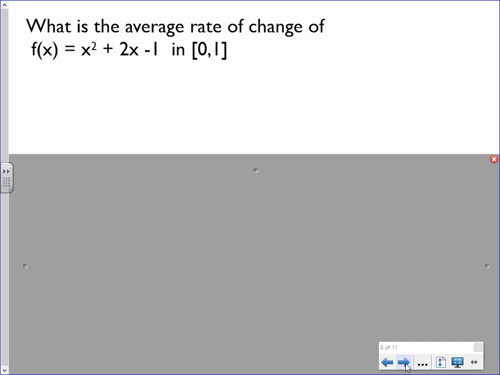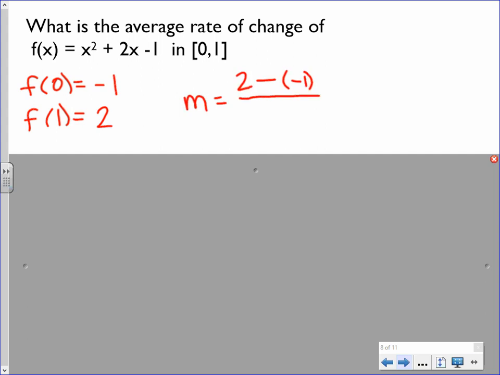If we're talking about the mean value theorem, we need to consider what the slope is between the 2 points, or what the average rate of change is. So in order to determine the slope, we need to know function values. What is f of 0? What is f of 1? Okay. So our slope is 2 minus -1 over 1 minus 0.